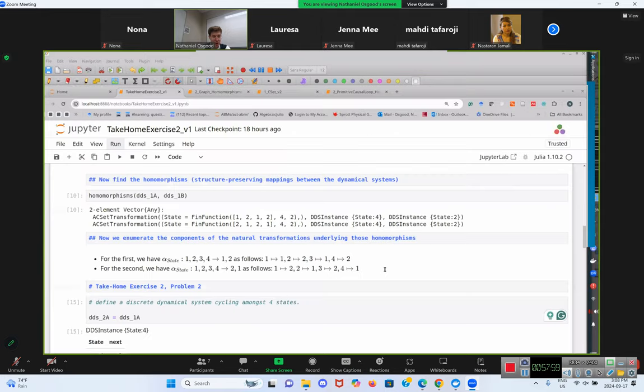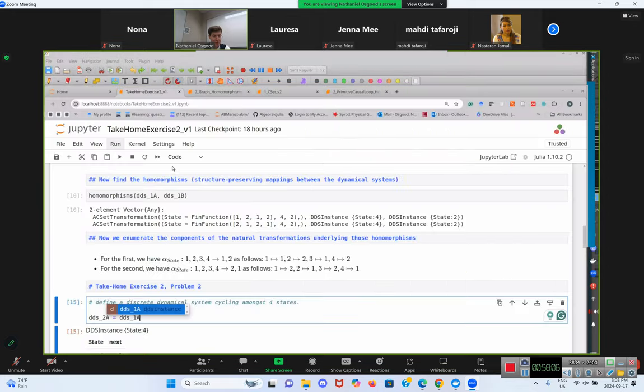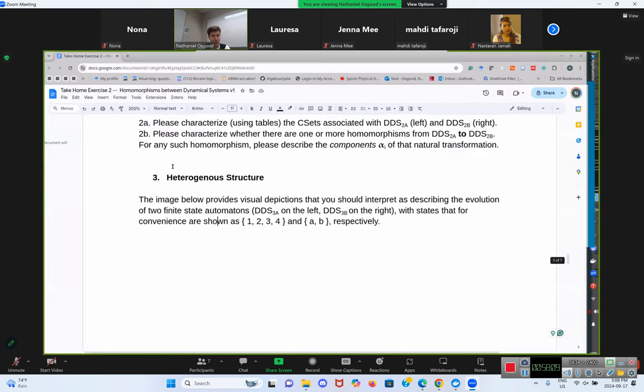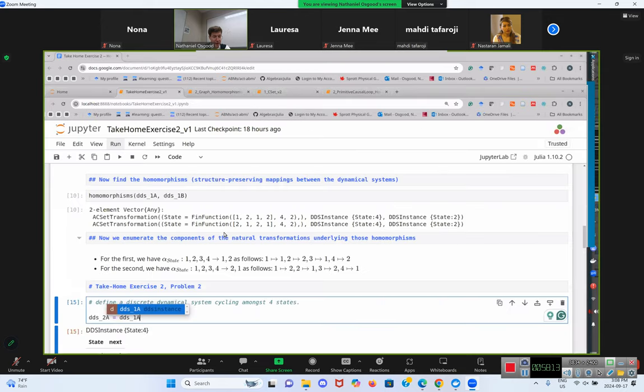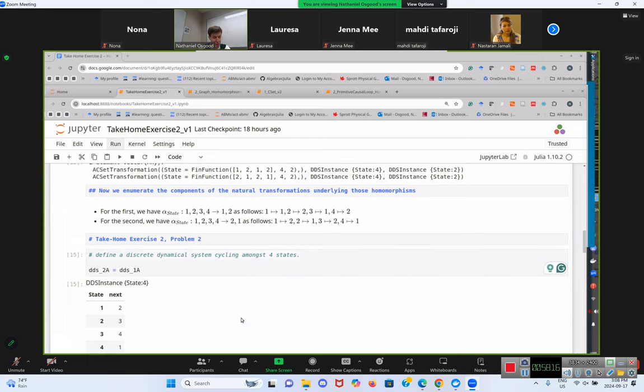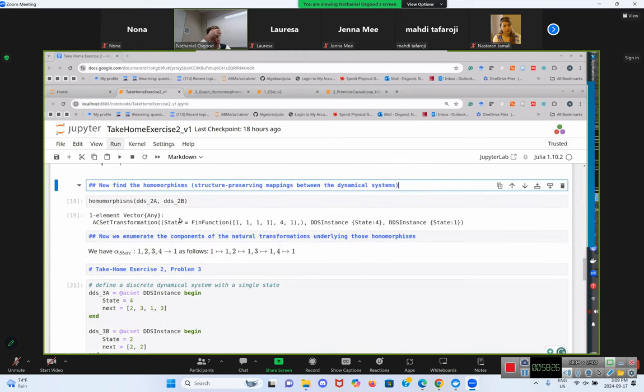Okay, so let's go look at the code for that. Ready? Here we go. Take exercise two. First of all, we have the same one. I don't know if you noticed, but it was the same as the previous problem. So this was the same as in the previous problem. Okay, right? And where's 1B? Well, it's one in the next. It's just this. It just goes to one. What are the homomorphisms? 1, 2, 3, 4 go to one. Right?